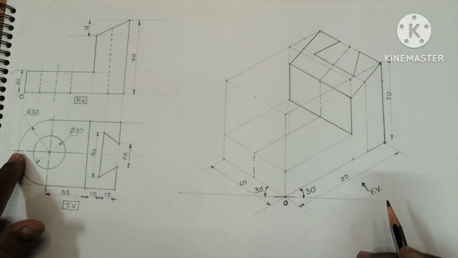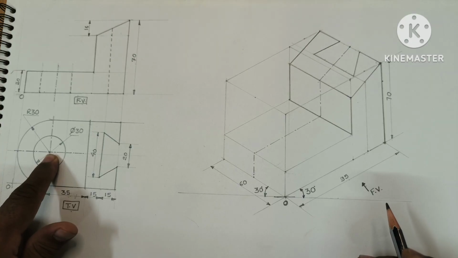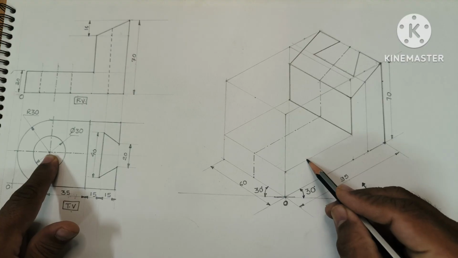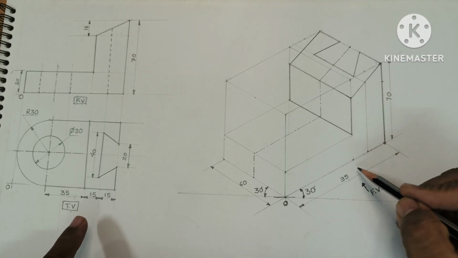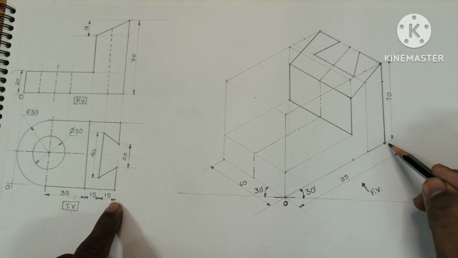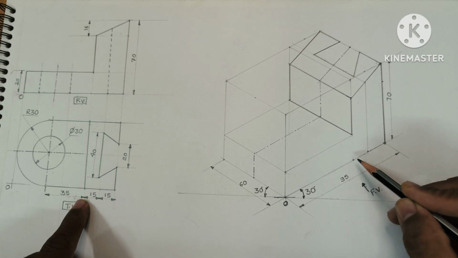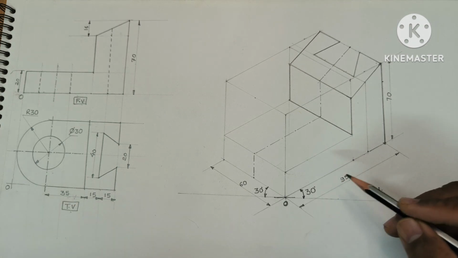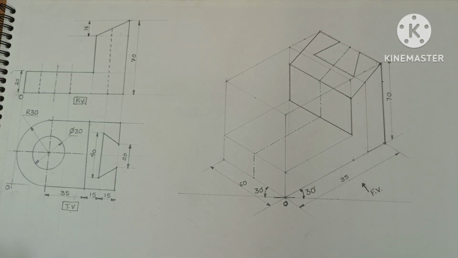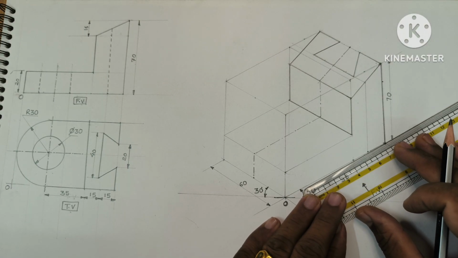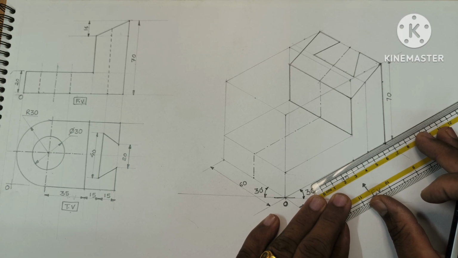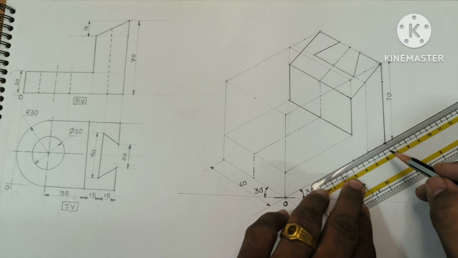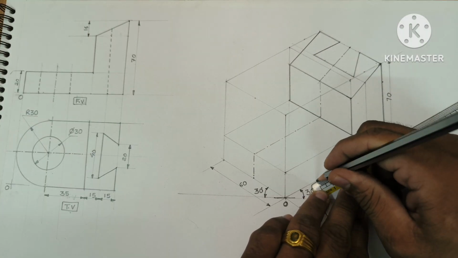Then from this point to this point it will be 30, means from this point to this point it will be radius 30. And from this point towards this point 35 millimeter distance will be there, and that will be the center point. Suppose I take this as 35, which is the given distance. Here 35.